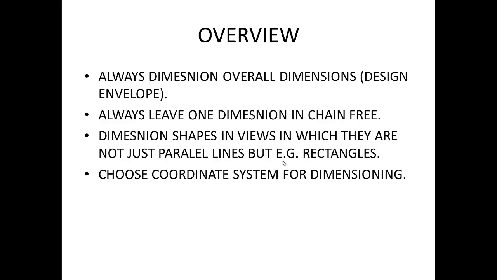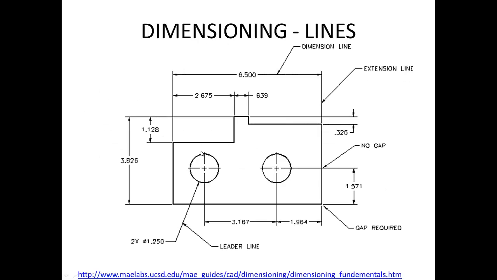And choose a coordinate system for dimensioning. This is very important because in manufacturing, when you have to put a part on a machine, you should be able to know where your coordinate system is, not only for computer numerical programming for CNC machines, but also if you design fixtures that will hold your part. This is very important for the overall price of your machining.